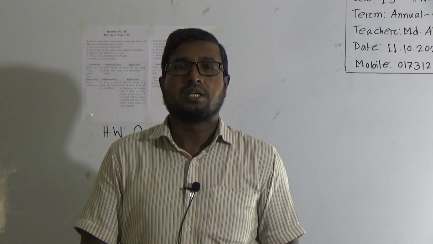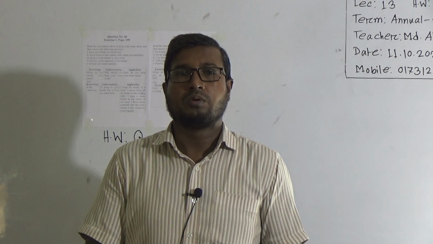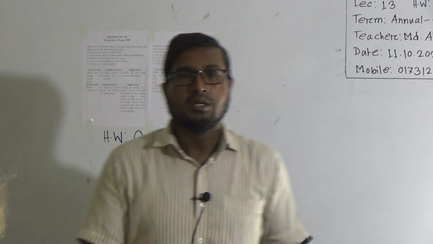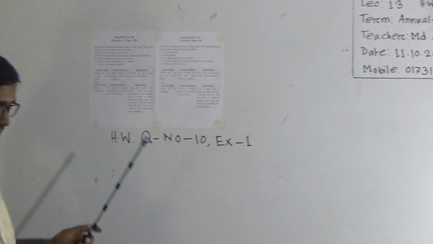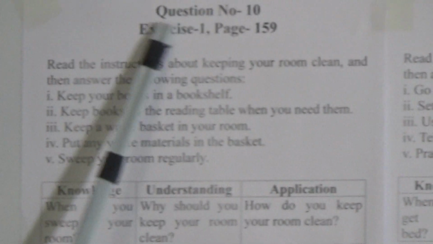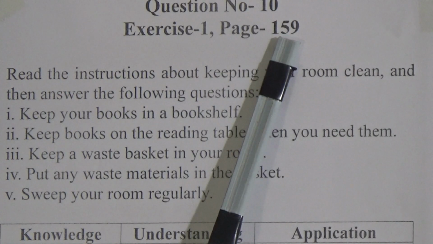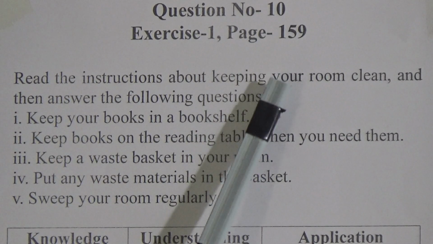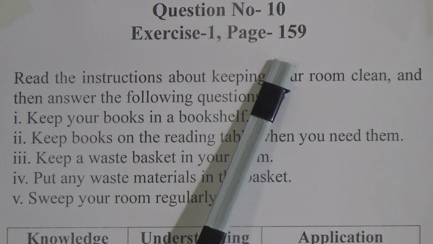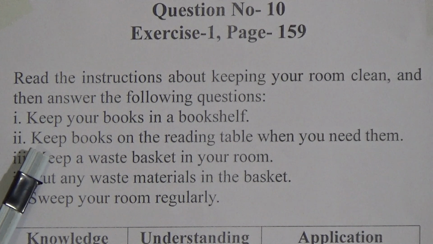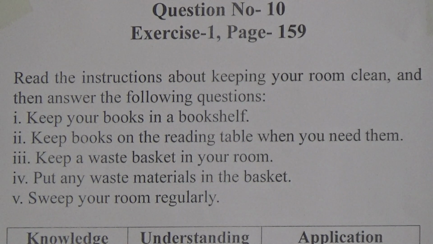So, dear students, I have taken these two exercises from our advanced book. I have given you the page number so that you can understand them properly. So, let's start with the first one. What is it? Question number 10, exercise number 1, page number 159. If you open your book, page number 159, you will get this question number 10. Look at first the instructions, then the questions, finally the answer.